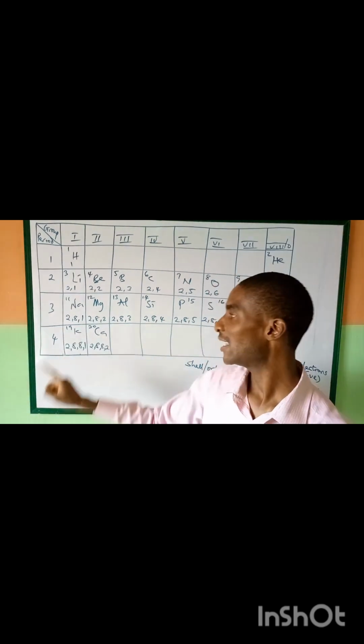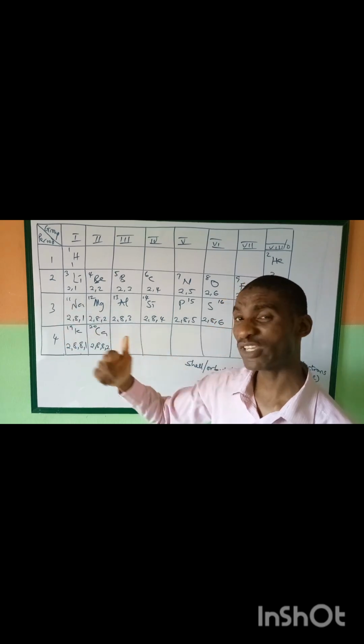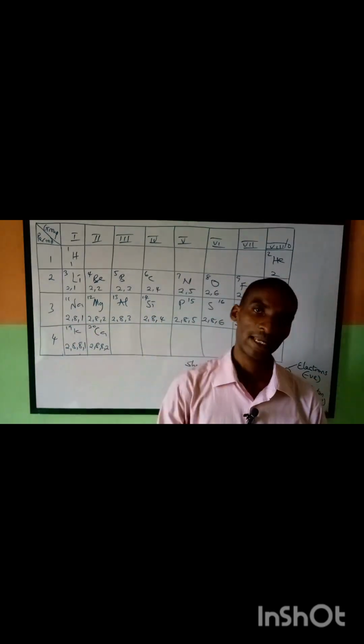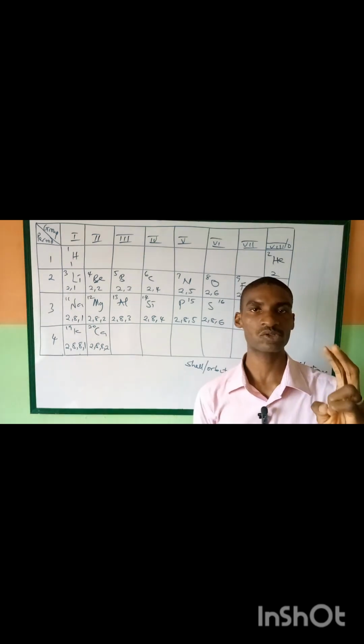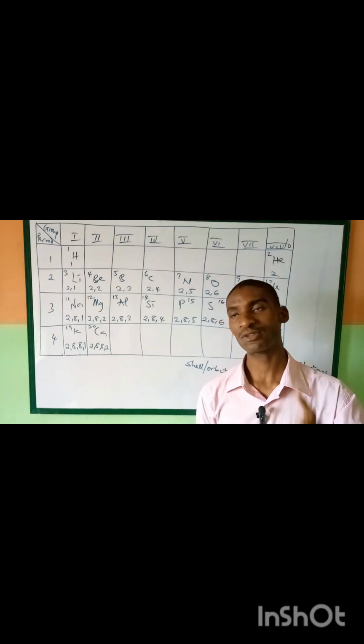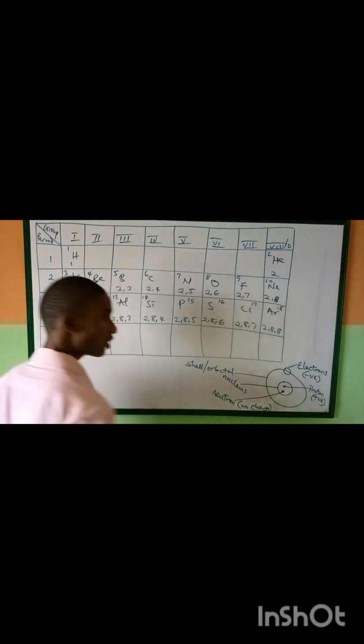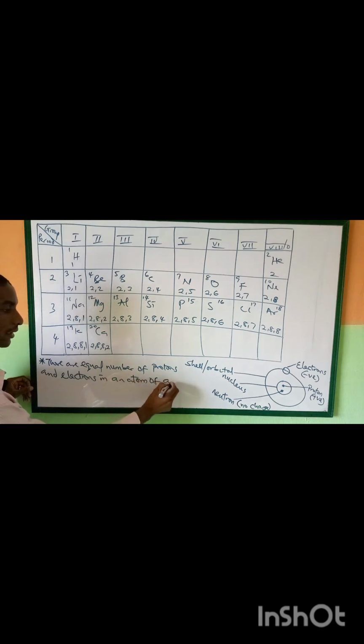So let me also say this. You know, I told you this is the atomic number, which is the number of protons. But you also need to understand there are equal numbers of protons and electrons. There are equal numbers of protons and electrons in an atom of an element. Let us note that.